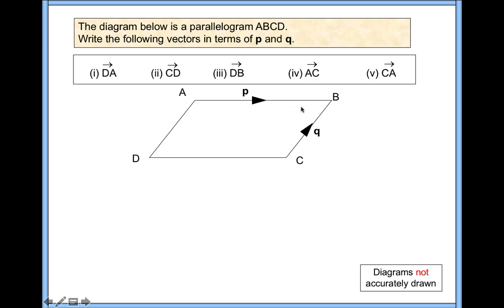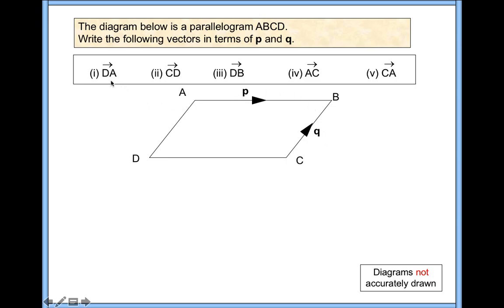Vector AB is described using the term P, and vector CB is described using the term Q. See, I read it as vector CB because the arrowhead, the direction of the arrow, tells us the direction of the vector. So it is vector CB. Vector CB is described using the term Q.